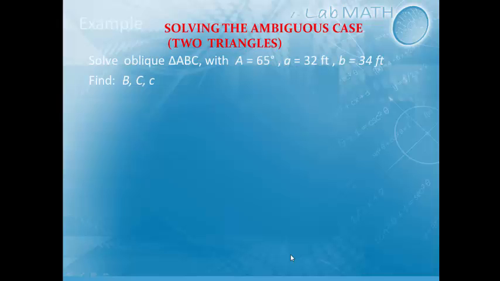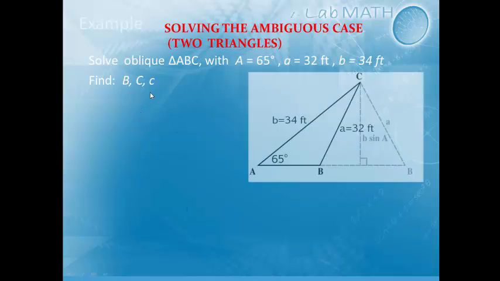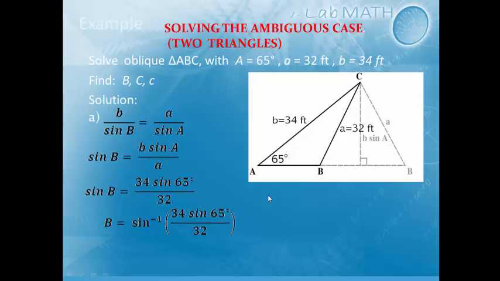Okay, so let us have this example. In this case, we are now solving two triangles. Solve triangle ABC with angle A equal to 65 degrees, side A is 32 feet, and side B is 34 feet, solving the other three unknown parts of that triangle. So this is the triangle. We were able to label this, and we will first get angle B.